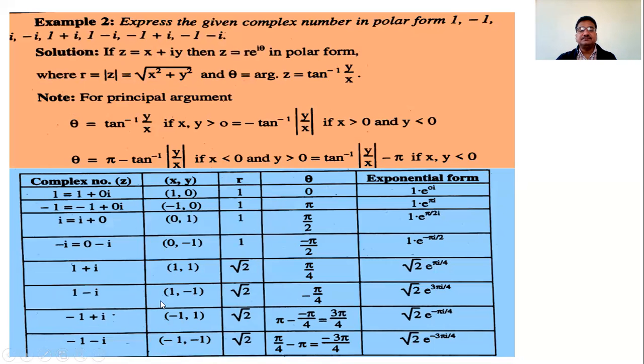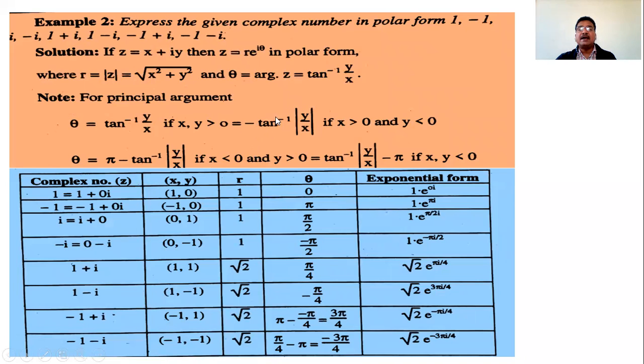And then for the argument, we have to find the value of theta, that is the principal argument. So what is x? x is greater than 0 and y is less than 0. So use this definition for theta: minus tan inverse of mod y by x. So y is minus 1 and x is plus 1. The division is minus 1, but the mod of minus 1 is plus 1. And then tan inverse 1 is what?